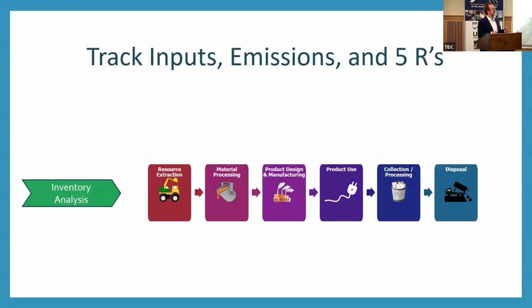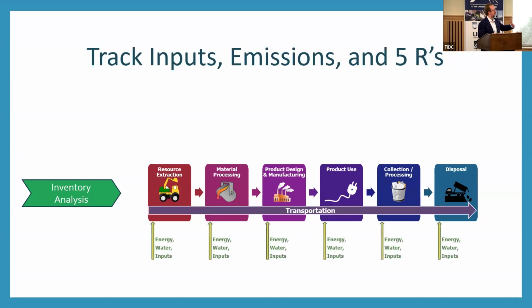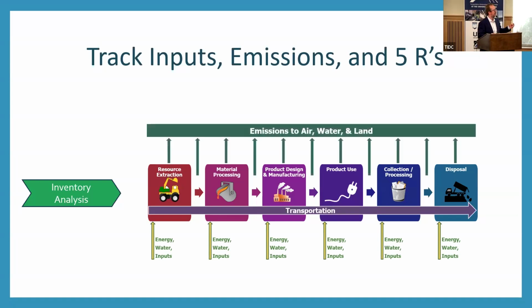And now here comes the part where it involves a lot of data. Fortunately, we have databases to help us out, but primary data is the best from industries. We want to look at the transportation that makes all of this happen, all of the energy, all of the water, all of the materials and parts that go into all of these processes. Some of them have direct impacts in terms of pollution to the air, the water, and the soil.